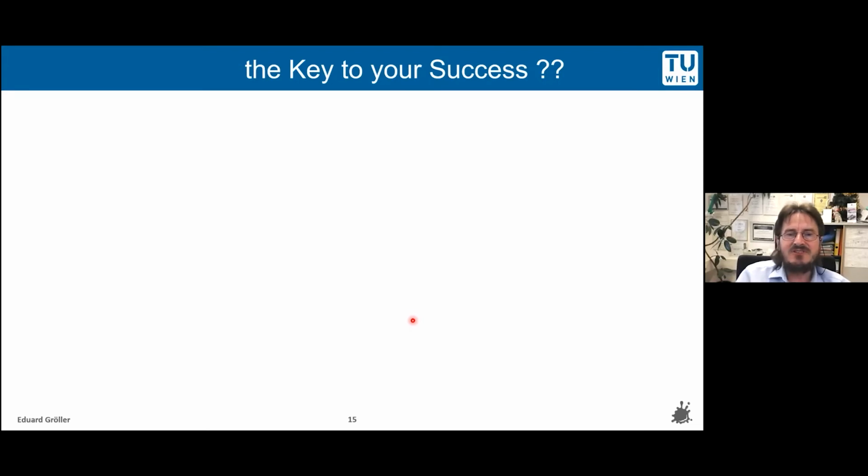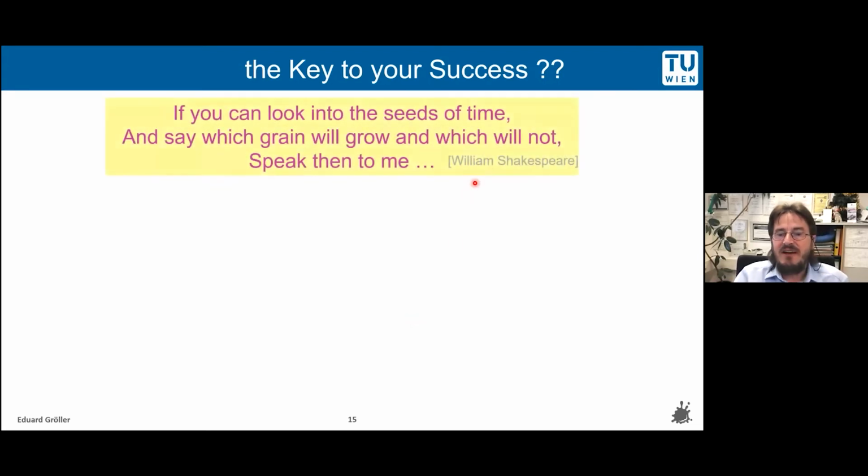But what's the key to your success? Oh, now I have to cite Shakespeare. You should read Shakespeare. If you can look into the seeds of time and say which grain will grow and which will not, speak then to me. So the future is unclear. And also people are saying predictions are very difficult, especially if they concern the future. This is from Macbeth, and a very nice play, very brutal. Take a look at it.